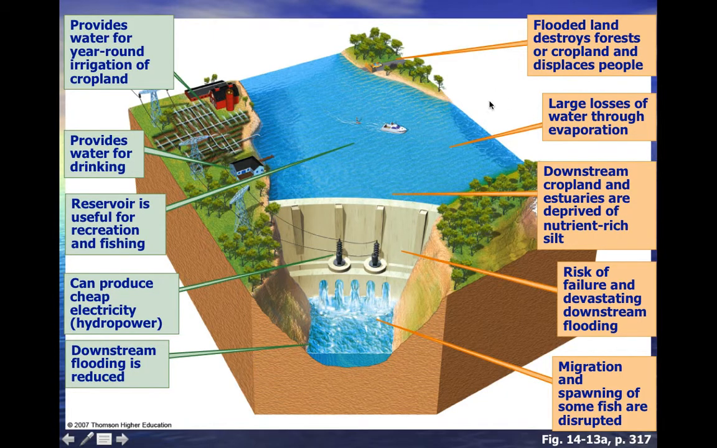But some negative effects. The first one up here is that the land has to be flooded. You're destroying trees, forest, crops, you name it. And the biggest one, displacing people out of their homeland. You could get a high evaporation rate of the water in the reservoir.